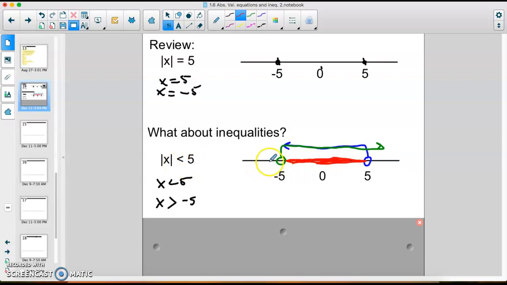Okay, if we get anything outside of these bounds, then all of a sudden it's not less than. So if we plugged in negative 7, the absolute value of negative 7 is 7, and 7 is not less than 5. And so we can have any answer in between here.